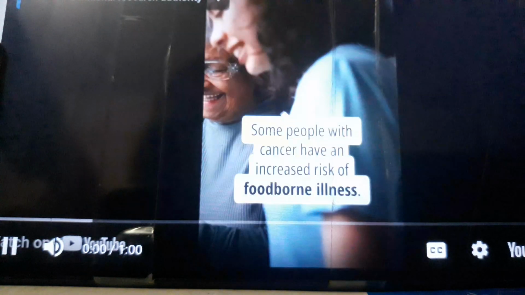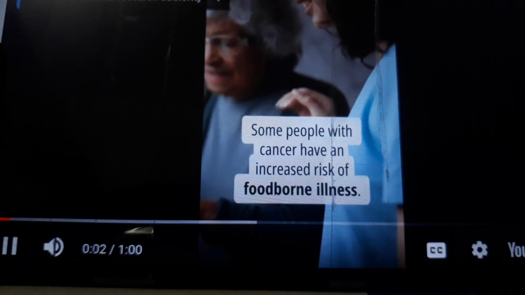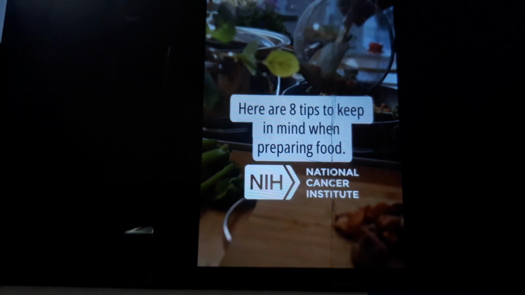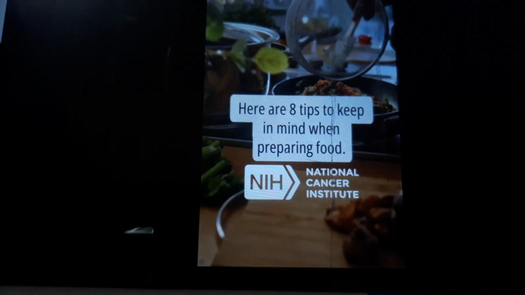By National Cancer Institute. Some people with cancer have an increased risk of foodborne illness. Here are 8 tips from the National Cancer Institute to keep in mind when preparing food.